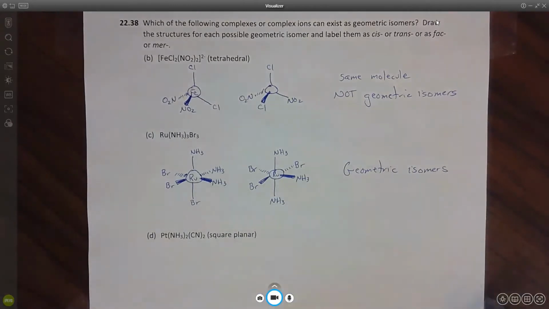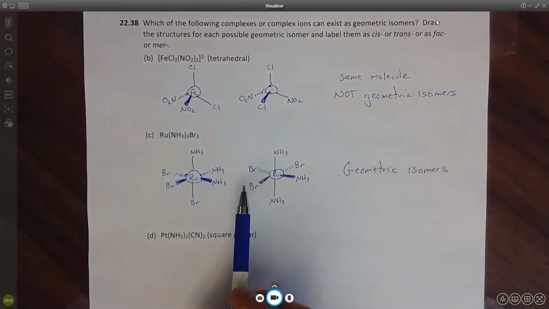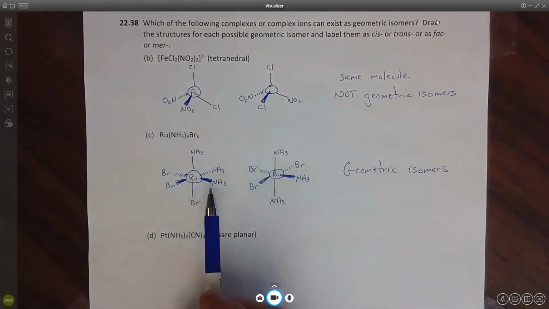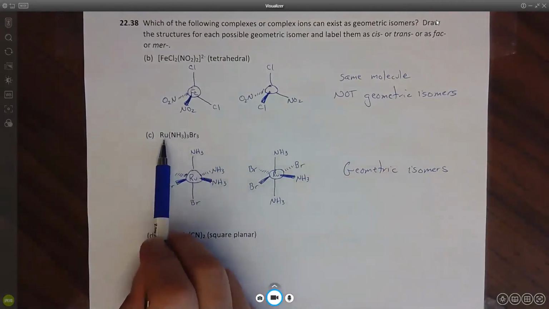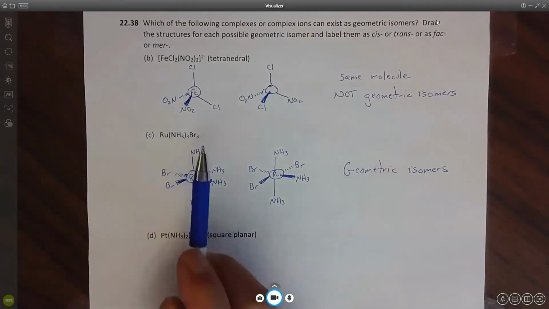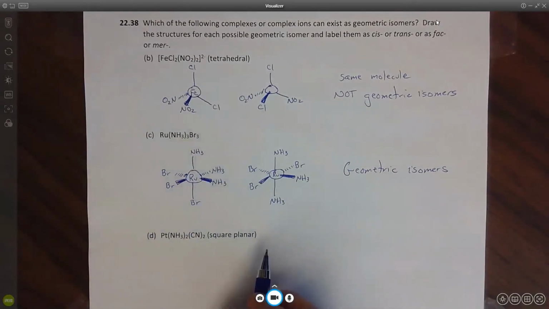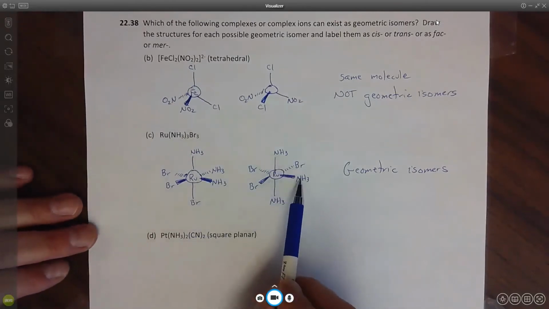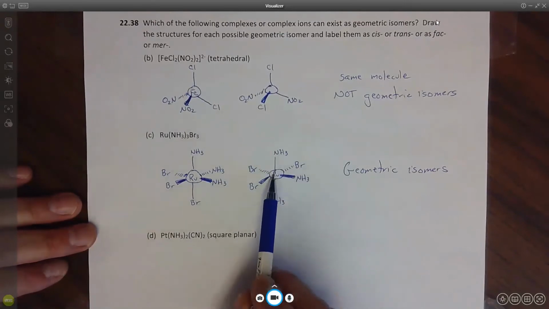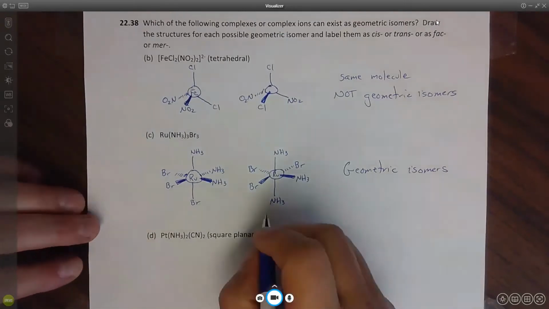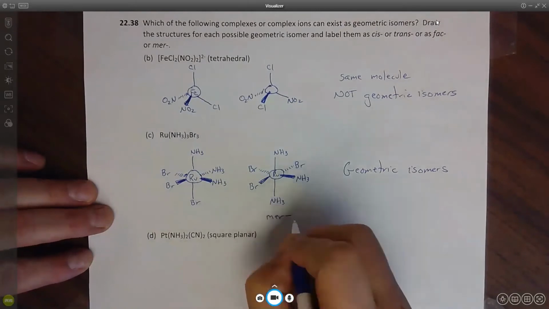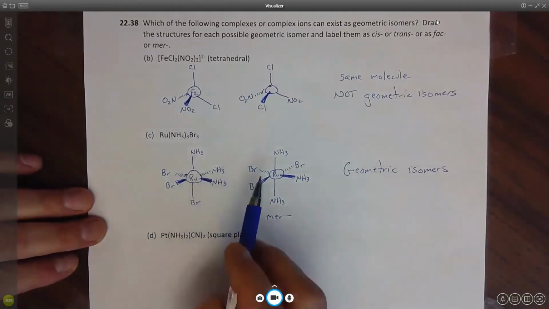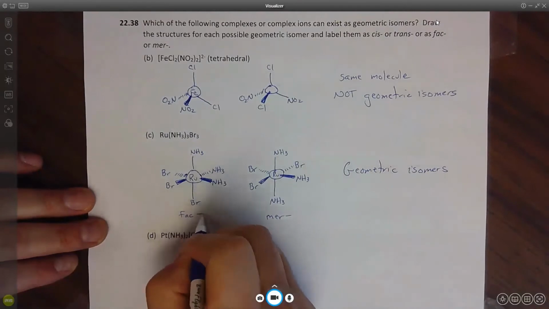Okay, now the question is, are we going to label these as cis-trans or FAC-MER? Well, when we have a metal and then 3 ligands of one kind, 3 ligands of another, then it's going to have to be the FAC-MER. So the FAC is going to all be in different planes, and the MER is all going to be in the same plane. So here I can see that all 3 ammonia, like we said, that's T-shaped, these are all in the same plane. So this is going to be the MER isomer. And then these again are not in the same plane. So this is going to be the FAC isomer.